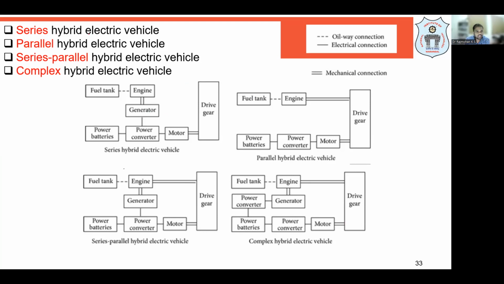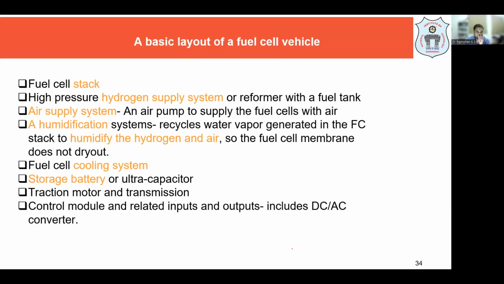You can call it a series hybrid electric vehicle, where the connection is in series. You can see the driving gear connected to the motor, connected to the power converter, which is connected to the power batteries, generator, engine, and fuel tank. Then there are parallel hybrid vehicles, where the fuel tank and IC engine will also drive the car. Also you have the power battery, power converter, and motor, which drives the gear. That is called a parallel hybrid vehicle. This is a series hybrid vehicle, and you also have series parallel hybrid vehicles and complex hybrid vehicles. So they have different ways of operating.